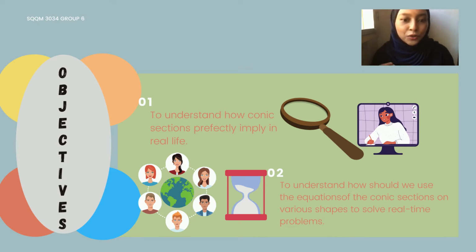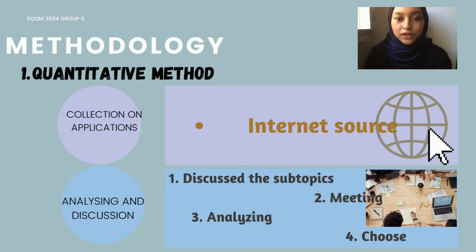On the other hand, we can also understand how to use the information of a building structure, in terms of height or radius, to form a hyperbolic equation. There are two types of methodology that we use, which are the quantitative and qualitative methods. For the quantitative method, we divide it into two: collection of applications, and analyzing and discussion.